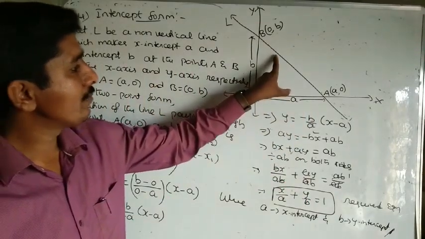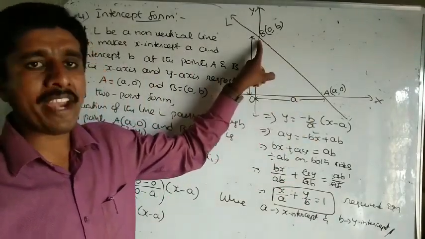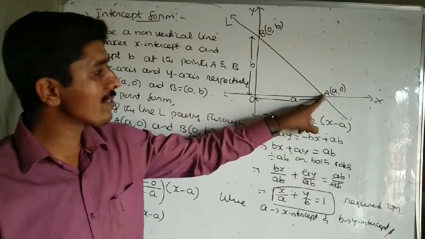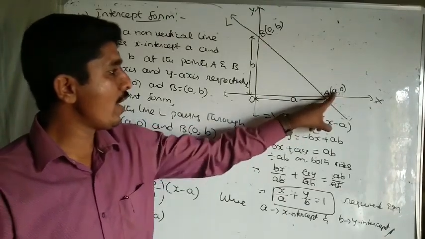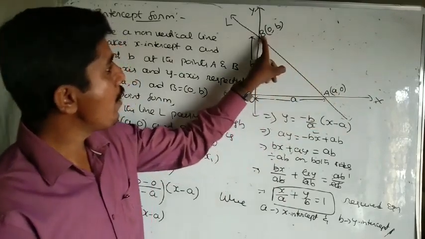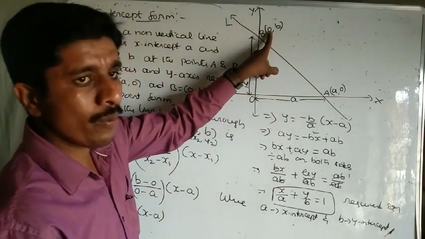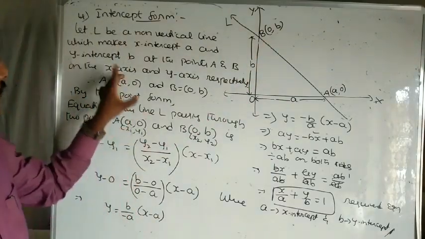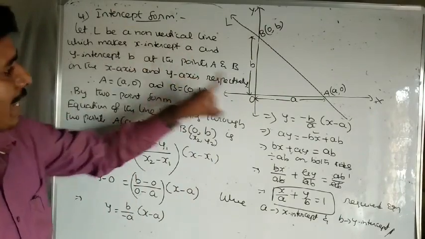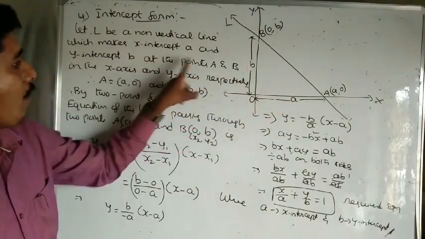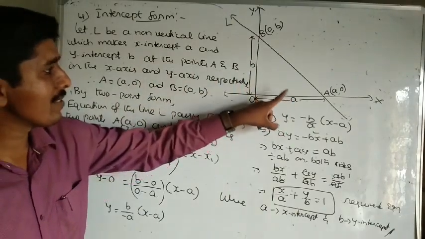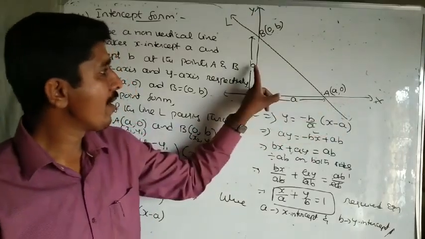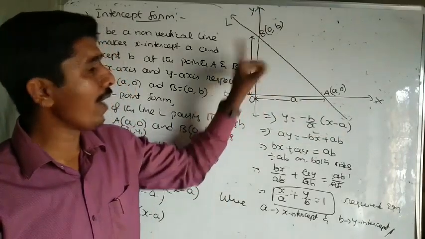Let us take a non-vertical line which cuts the x-axis at point A and the y-axis at point B. Let OA equal small a, OB equal small b. Point A lies on the x-axis, so its y coordinate is 0 and x coordinate is a. Point B lies on the y-axis, so its x coordinate is 0 and y coordinate is b. Let L be a non-vertical line which makes x-intercept a and y-intercept b at the points A and B on the x-axis and y-axis respectively.